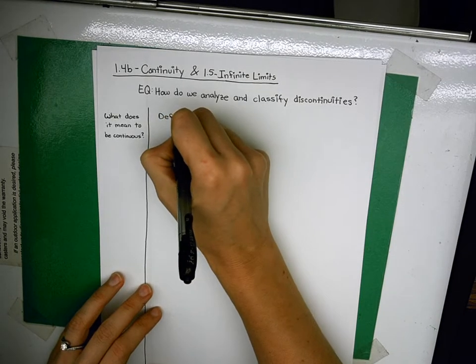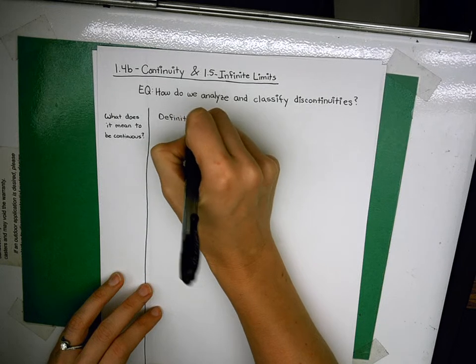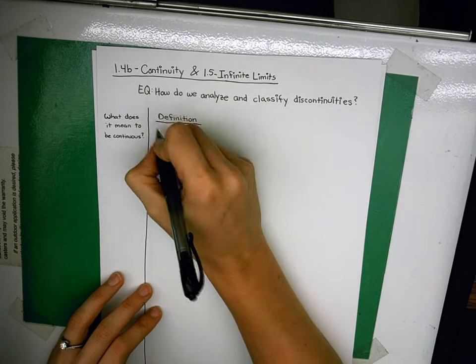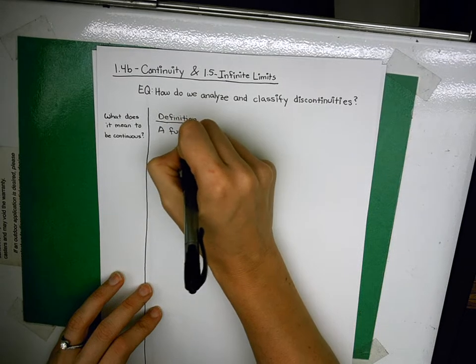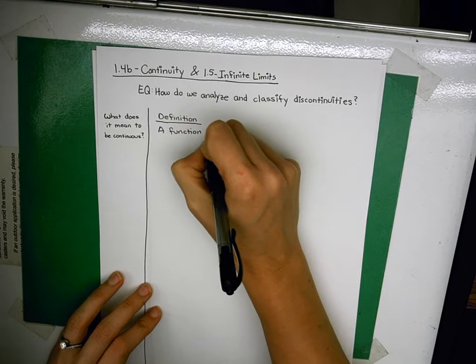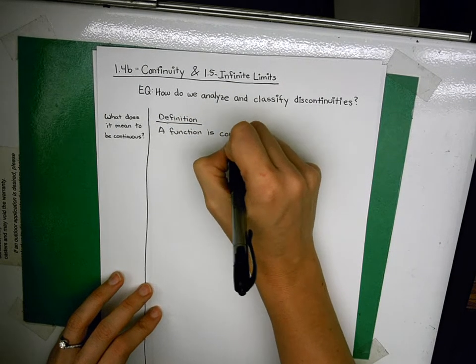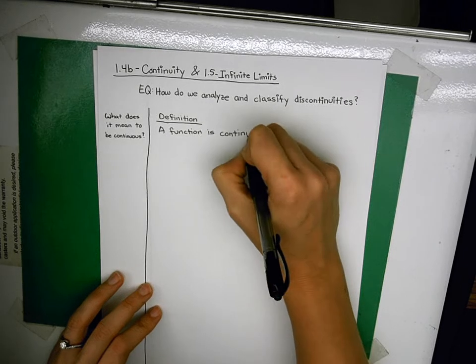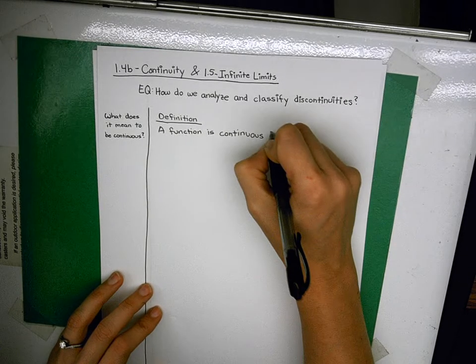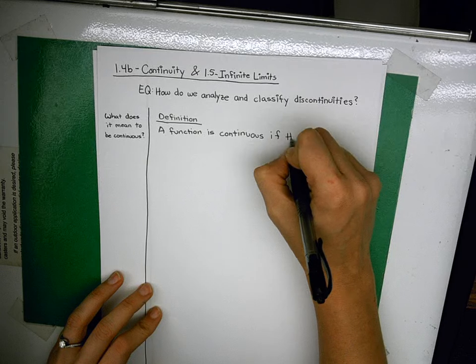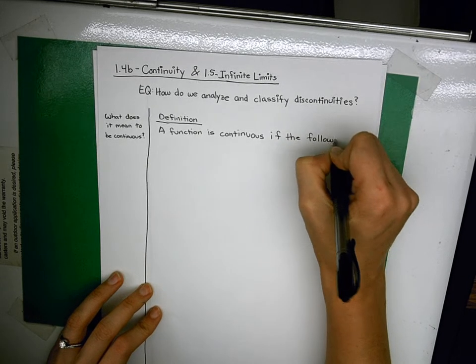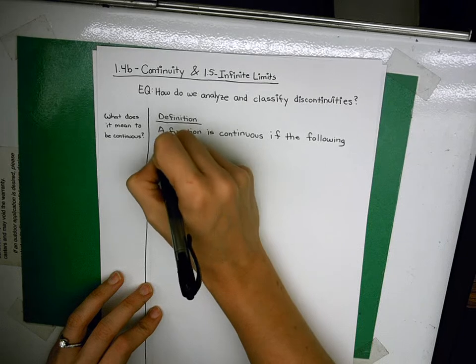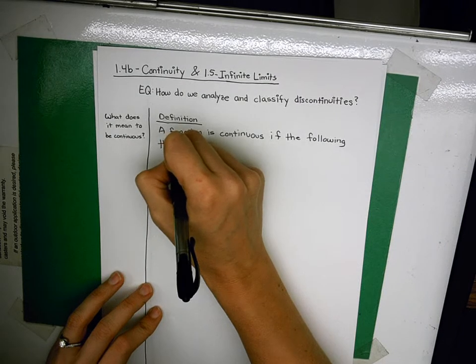So here's our definition, in which three criteria have to be met. A function is continuous if the following three conditions are met.